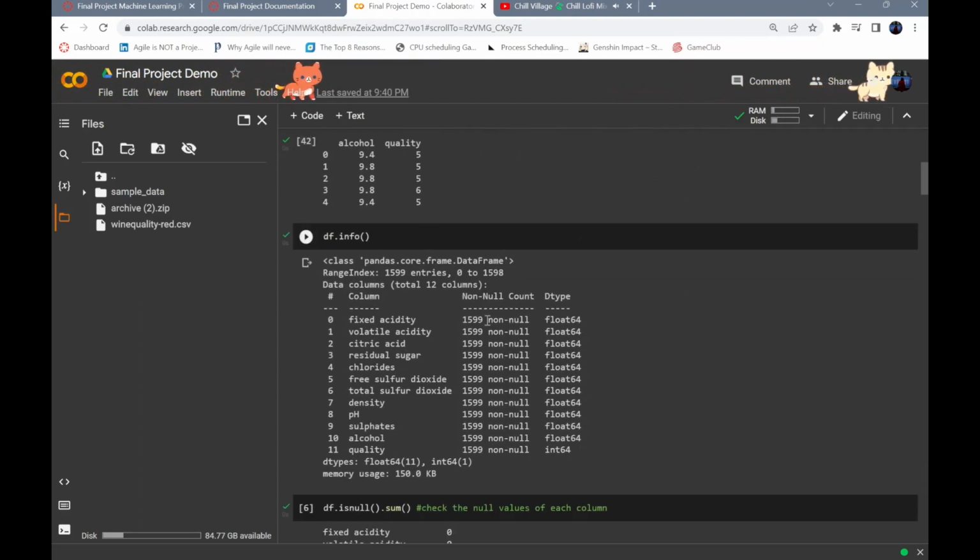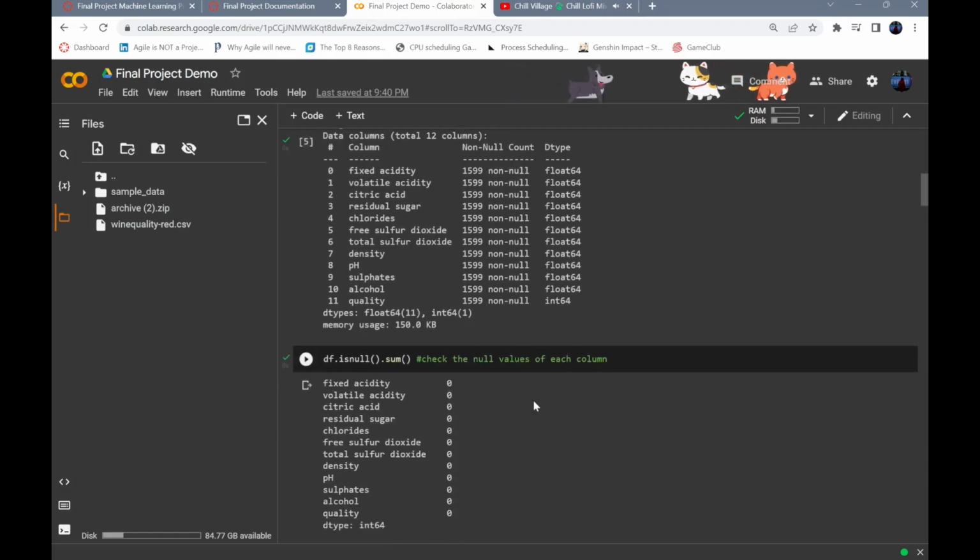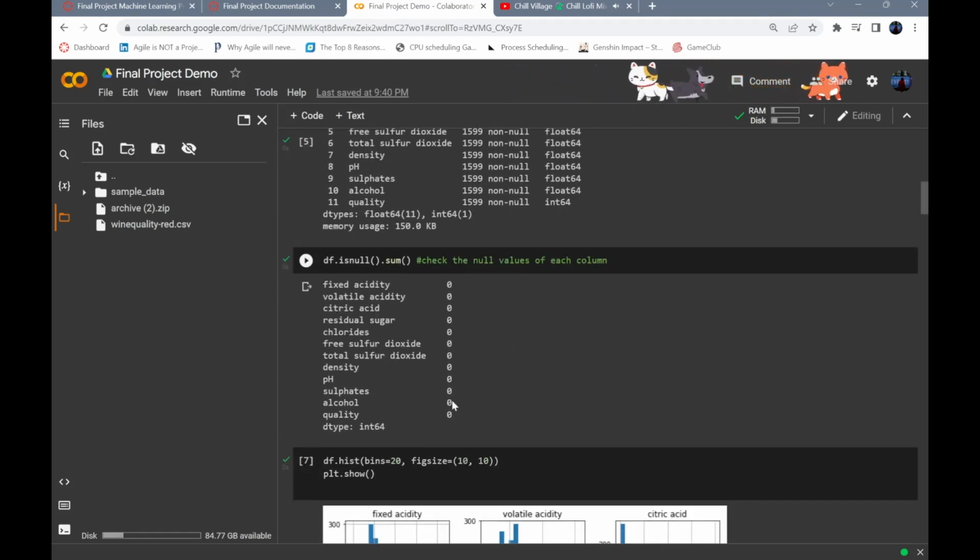So in our info, we will check if there are null values in our data set, which is thankfully none. It is a simple data set after all. However, the quality is not a float, but it is an integer. So we will check the null values, double check, see it's all 0.